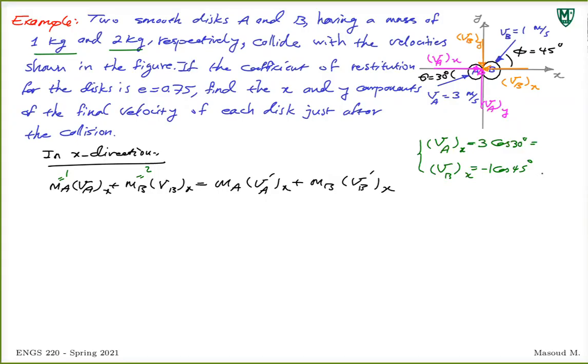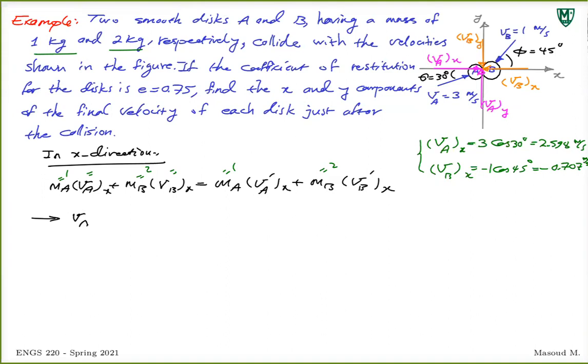So let me see if I have the numbers for this. 3 cosine 30 degrees, I do actually have those. Surprising. 2.598 meter per second. And that would be minus the square root of 2 over 2, so it's minus 0.707 meter per second. So we know VAx. I don't write it here, but it's right there. We know VBx. Again, we know mA is 1, mB is 2. So we can just rewrite this equation, plug in all the values.